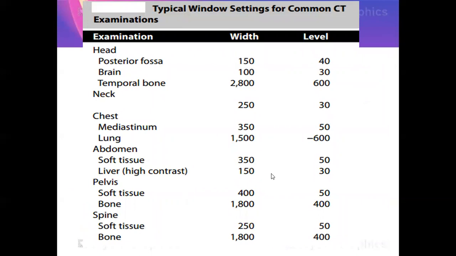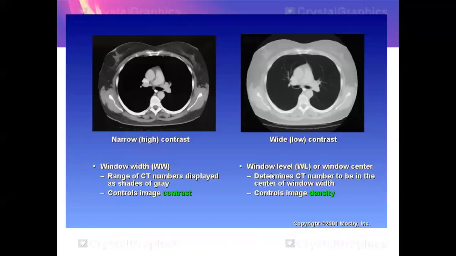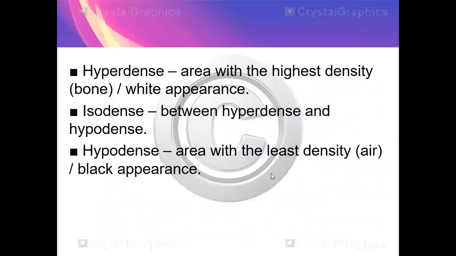So, ang sabi ko nga kanina, every hospital, every department, may sarili silang protocol. So, for example, so most common, just an example, for posterior fossa, the window width setting is 150, the window level is 40, and so on. So, depende yan sa, again, sa protocol ng isang department or hospital. For example, siya ng window width and window level.